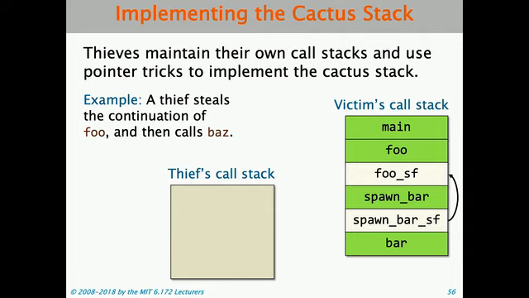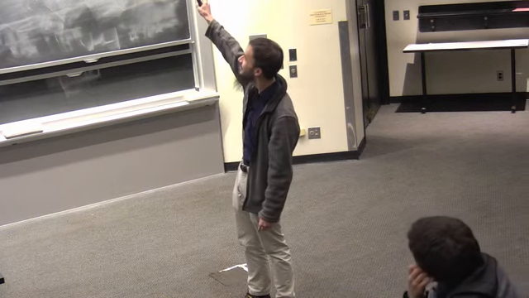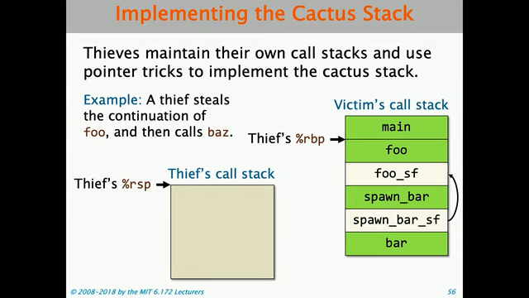Okay, so how do we implement the call stack? Or sorry, the cactus stack. We have the victim stack, we have the thief stack, and we have a pretty cute trick, in my opinion. So the thief steals this continuation. It's going to do a little bit of magic with its stack pointers. It's going to use the RBP it was given, which points at the victim stack, and it's going to set the stack pointer to point at its own stack. So RBP is over there, and RSP for the thief is pointing to the beginning of the thief's call stack.